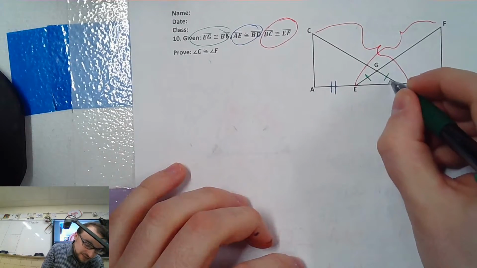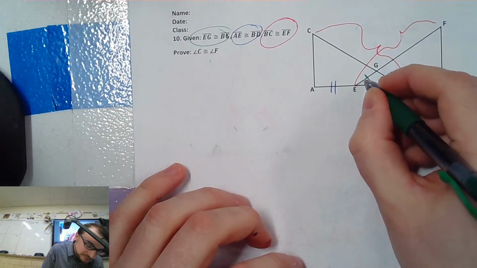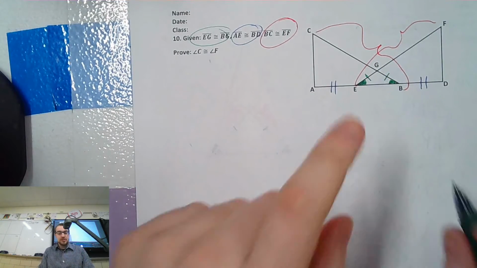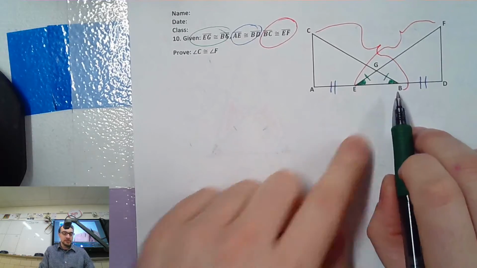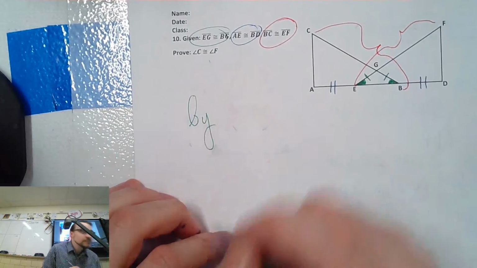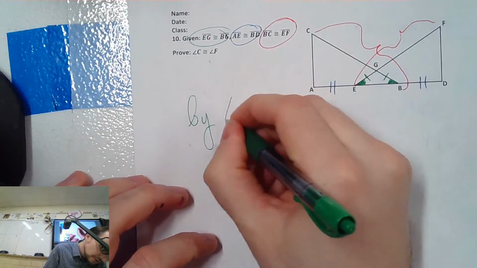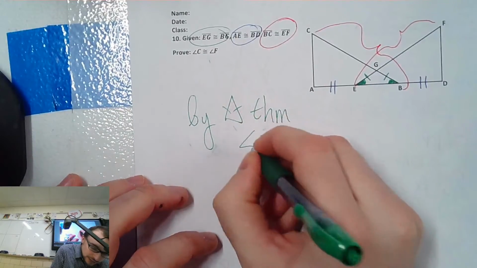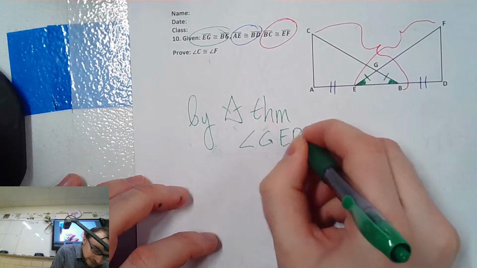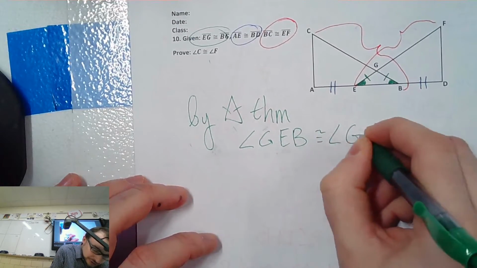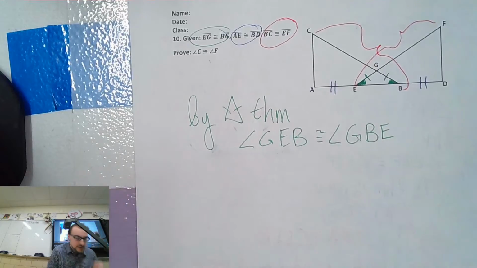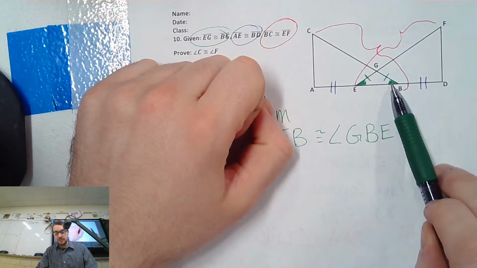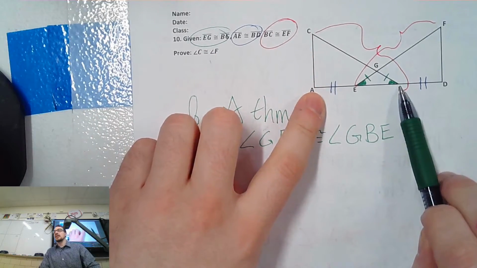What I can do, and a lot of you did see this and it is helpful, is that these two angles must be the same, right? Because that's part of the isosceles triangle. How do I know those two angles are the same? Congruent by CPCTC, the isosceles triangle theorem. I'm going to write angle GEB is congruent to angle GBE. So now, for my big triangles, I have a red side and a green angle. I just need to get this other side, and then I can do side angle side.